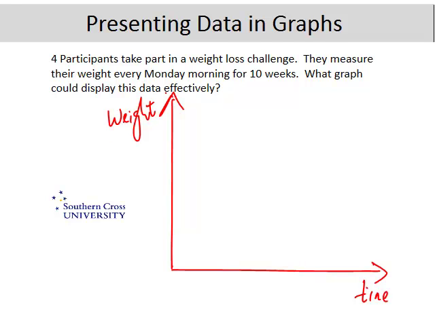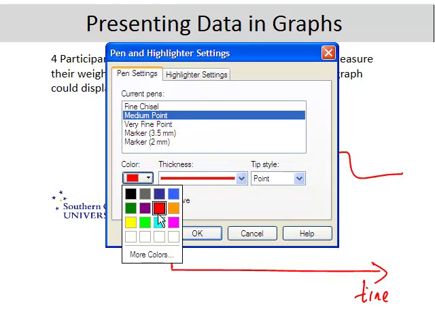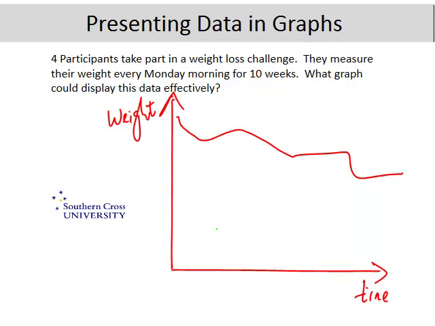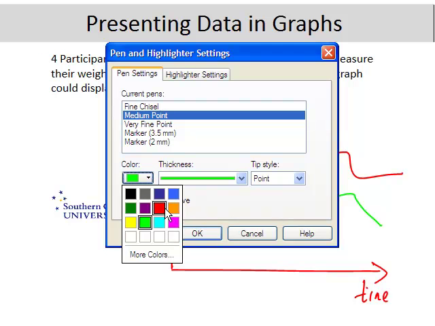Now the fact that there's 4 participants means that we can have a separate line for each one. We can have separate graphs, but I think it would be nice to see how they change relative to each other. So we could have, hopefully, one person's weight would be like this type of thing, and then we could change to a different colour, and we could have green for another person who does this. Okay, change to another colour to, let's say, blue.